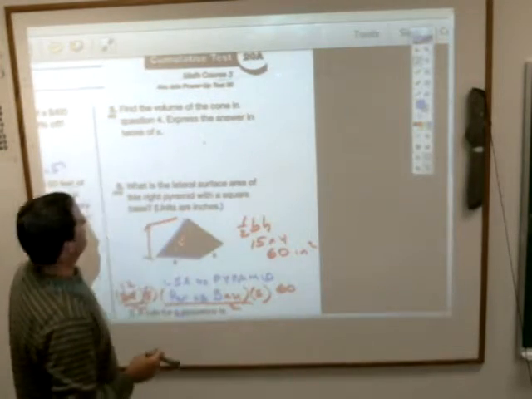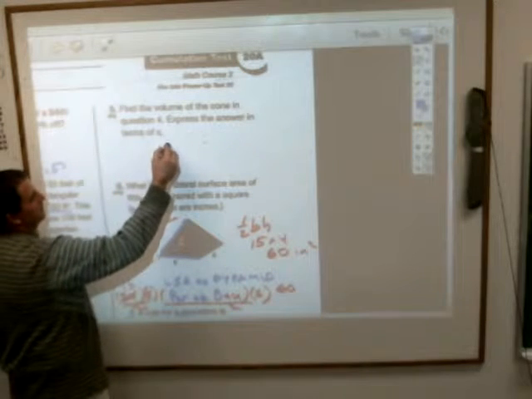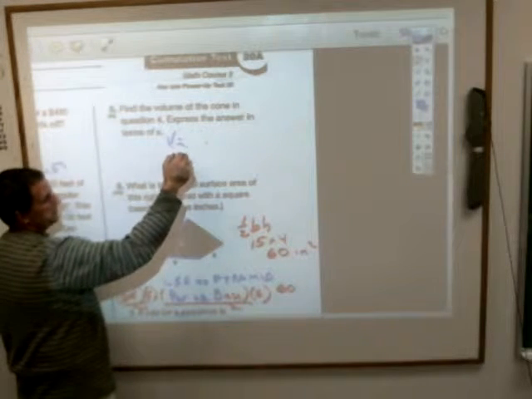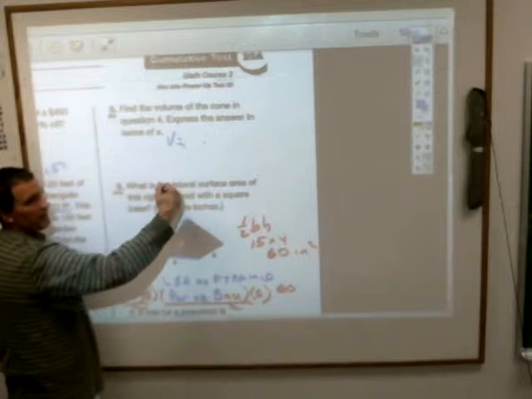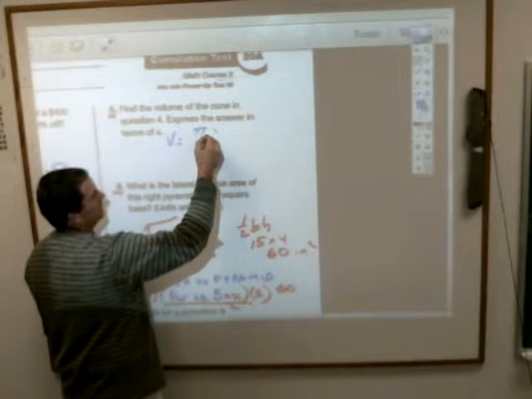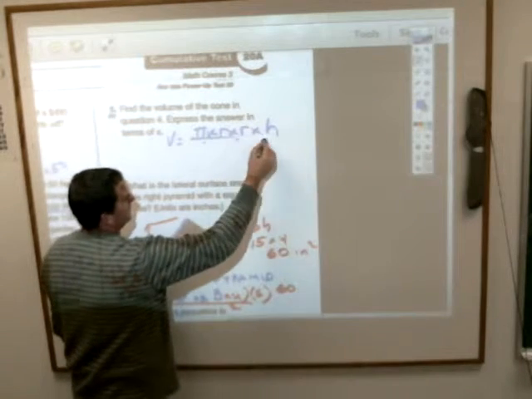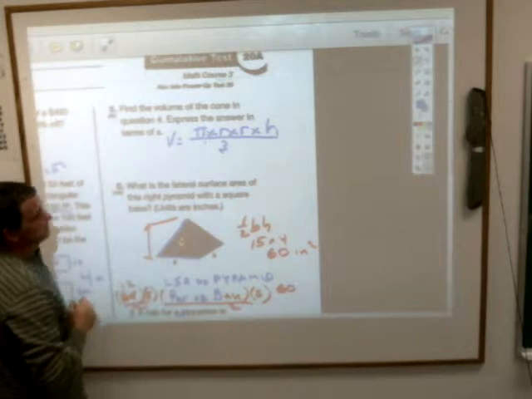Find the volume of the cone in question four, express it in terms of pi. So you need to know the formula for volume of a cone, which is what? It's the volume of the cylinder, pi times radius times radius times height, divided by 3.